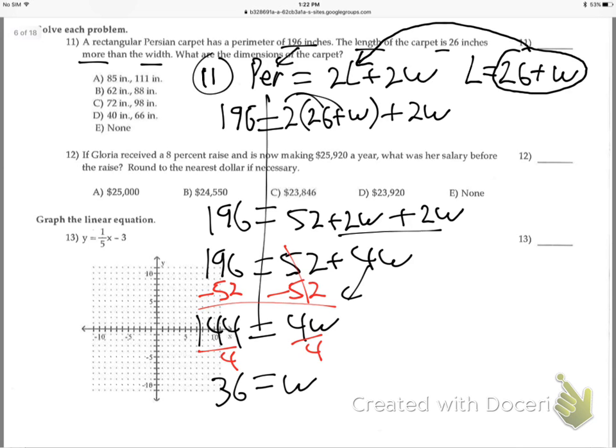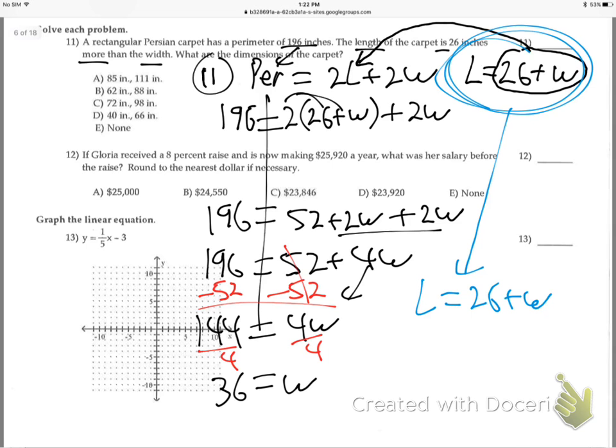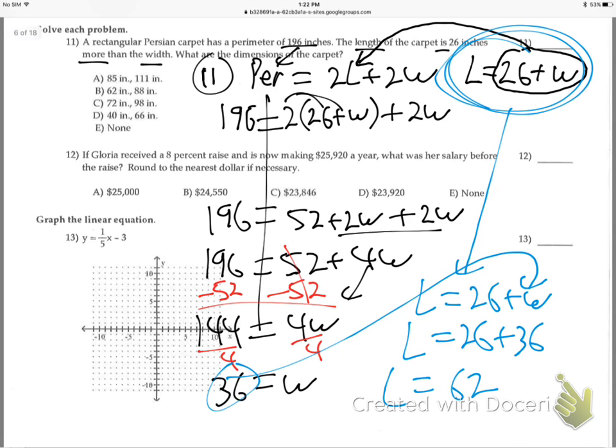We got the width. And how do we get the length? Yeah, right over here. It says length is 26 added to W. So W is 36. So 26 plus 36, right? What's that, 62? So it's a 36 by 62. That's not there. It's none of the above. Dastardly. It's none of the above after all that work. I threw that curveball at you, or the publishers did.